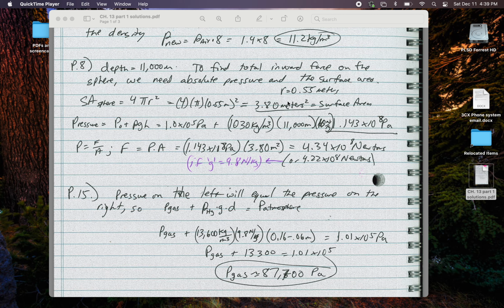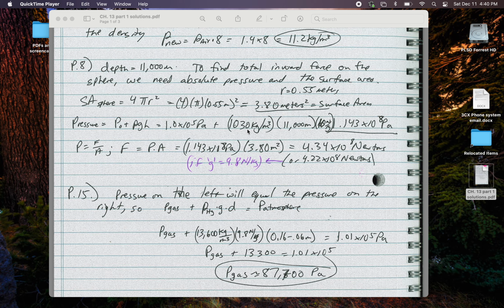So it told us the diameter is 1.1 meters, so I quickly made that radius 0.55 meters. Surface area of a sphere, 4 pi r squared. So that got me 3.8 square meters of surface area. The pressure is atmospheric pressure plus rho g h. Well, this atmospheric pressure isn't going to mean much. That's basically the same as 10 meters of water. But I added it anyhow.